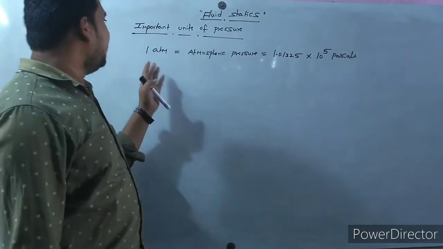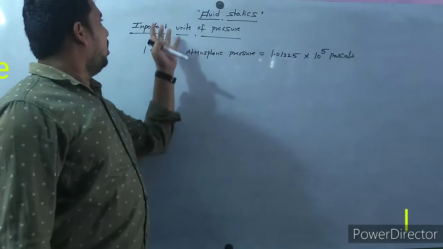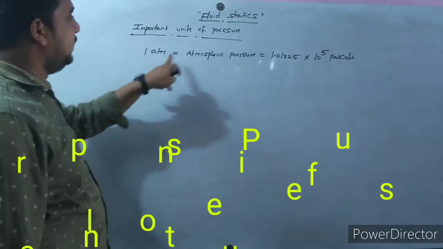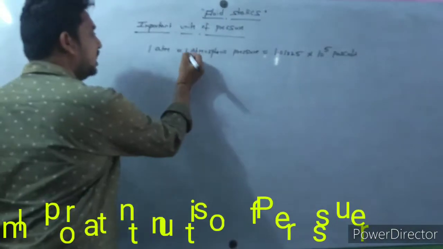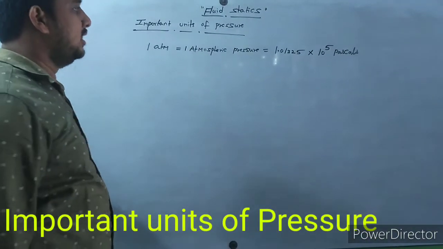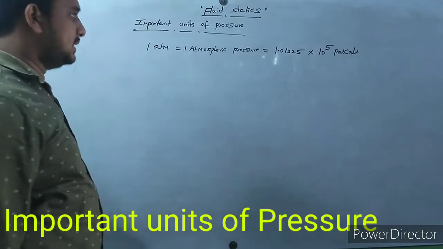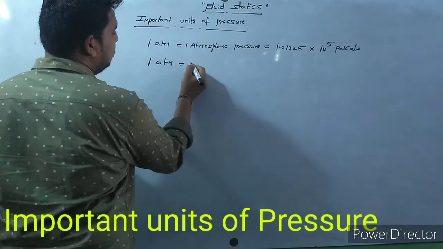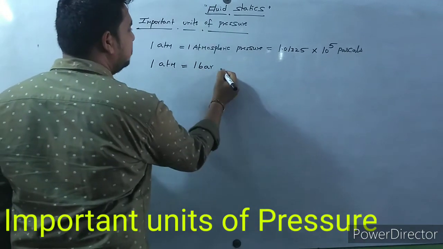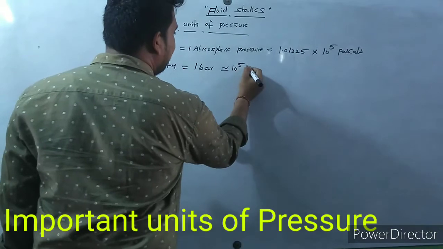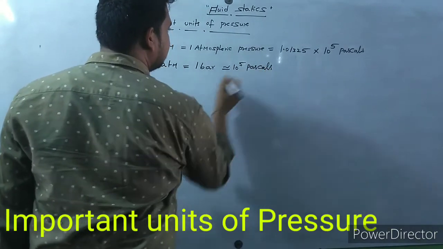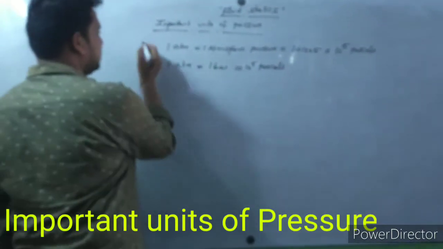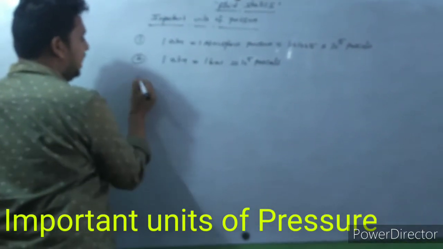Well, continuing my lecture on fluid statics, important units of pressure. 1 atmospheric pressure is equal to 1.01325 × 10^5 pascals. Again, 1 atm is equal to 1 bar is equal to nearly 10^5 pascals. Approximately we take 10^5 pascals. This is the first unit. This is the second unit. And third unit.